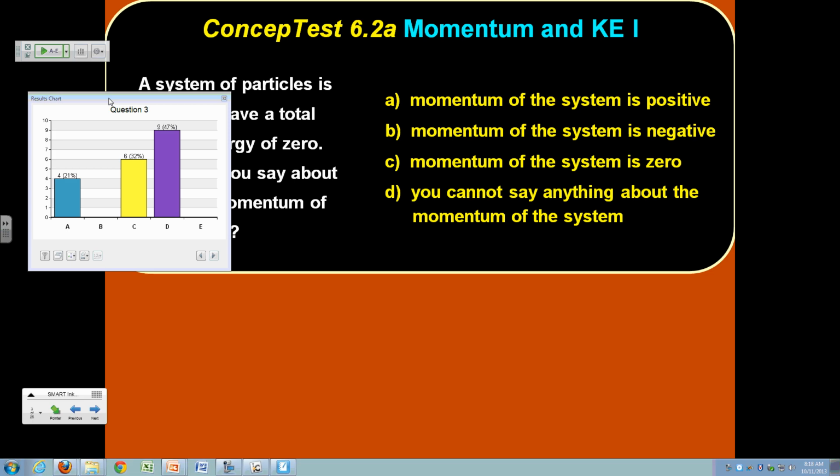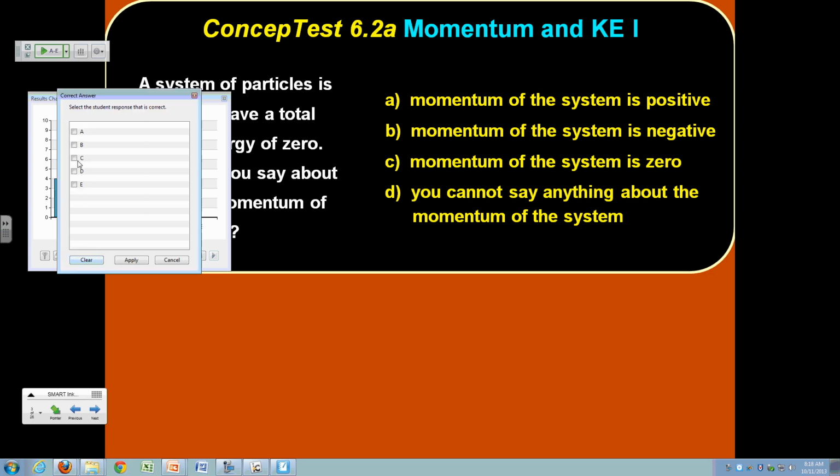Okay, remember if the kinetic energy is 0, what are the particles doing? Right, they're just standing still. They're not moving at all, and so they have no energy. So if they're not moving, then the momentum of the system is 0.